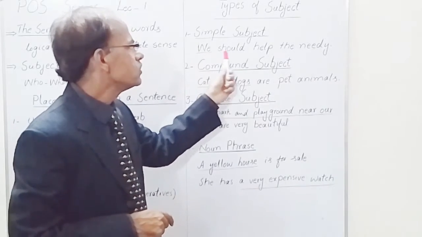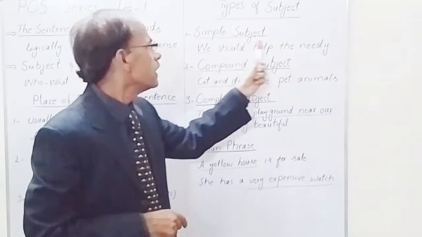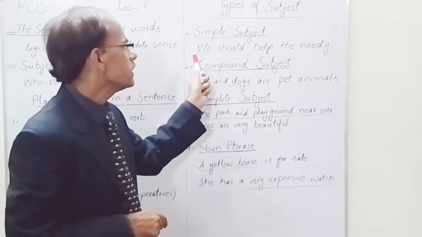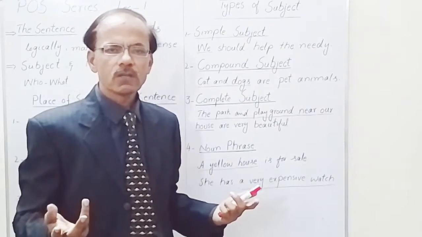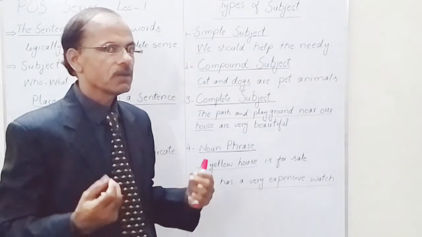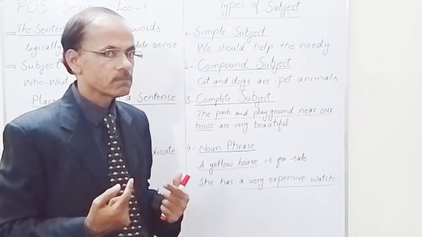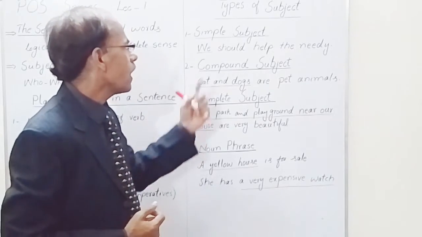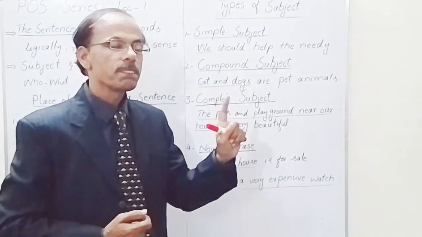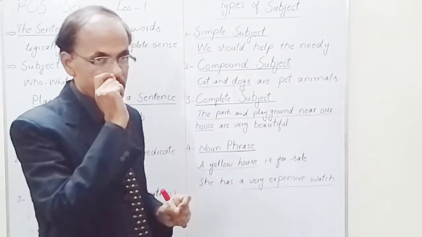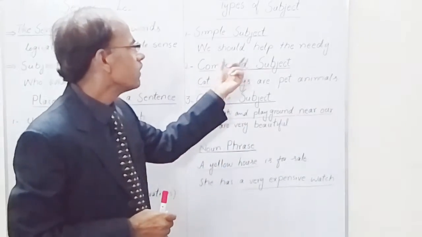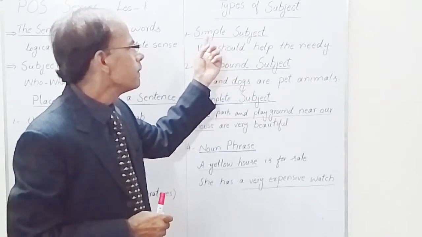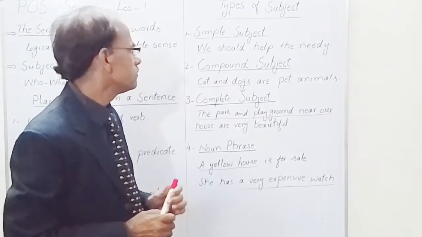Suppose, we should help the needy. Here the subject is only one. Any other example you can say, I am watching video. So I is the subject, there is only one subject. If one subject is used with one word, then this one is called a simple subject.